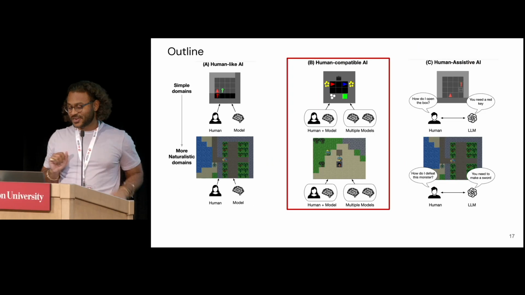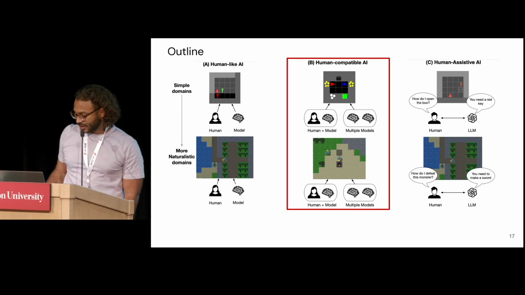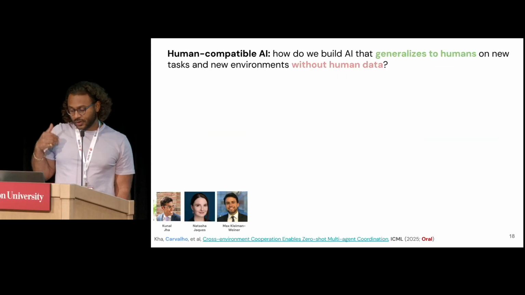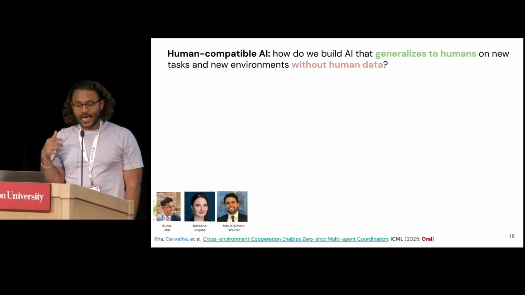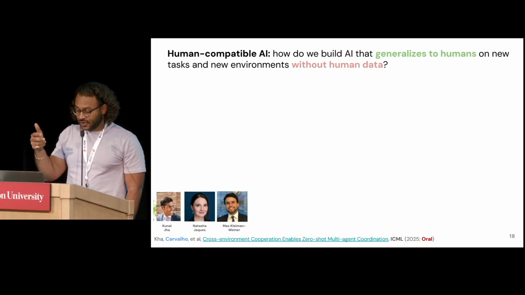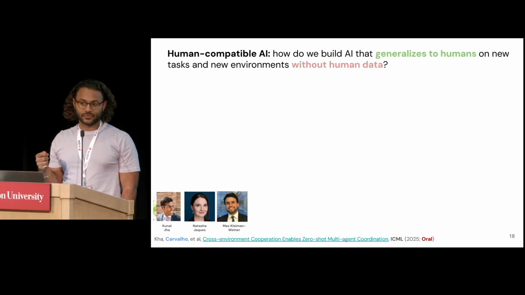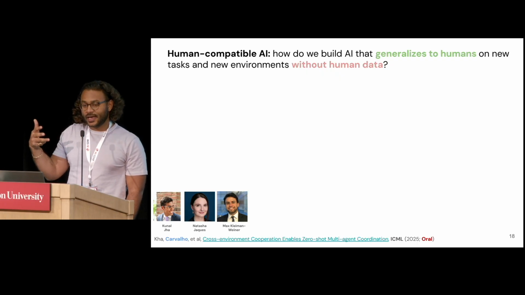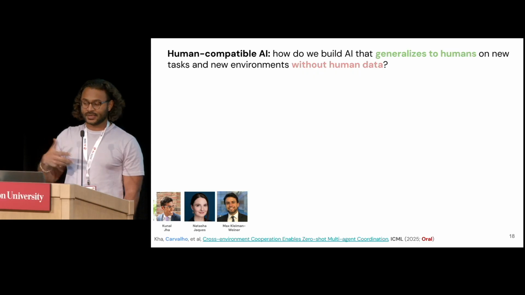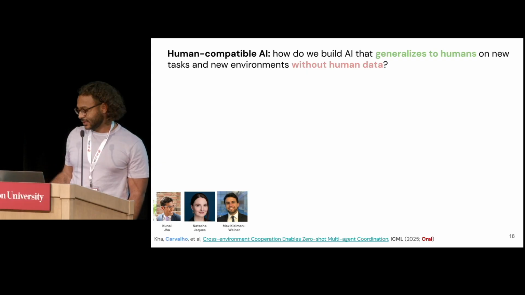Okay, so I'm going to go on to another. Now for human-compatible AI. Okay, so here a question is, how do we build AI that generalizes to humans on new tasks and new environments without human data, right? We're going to be building AI, and it's great to incorporate humans in that process, and we should, but that is expensive. And so sometimes we want to be able to train without humans.